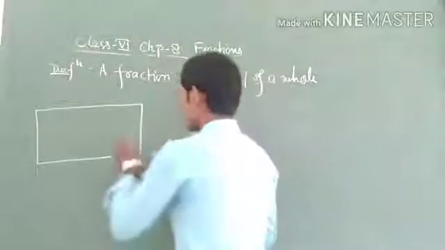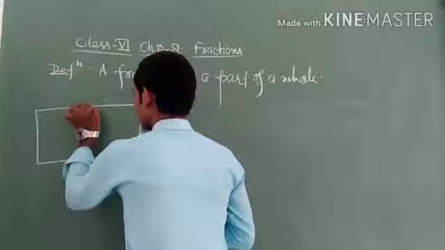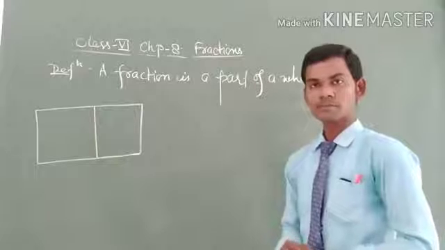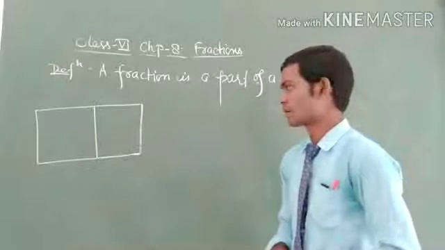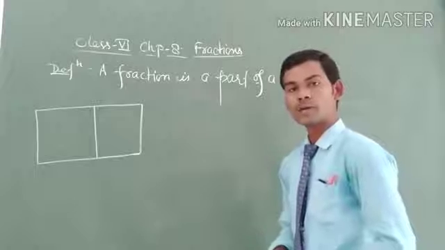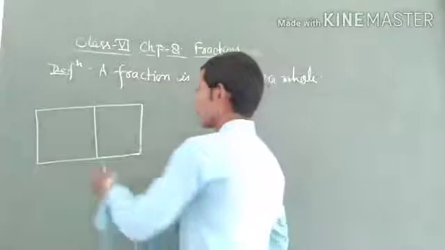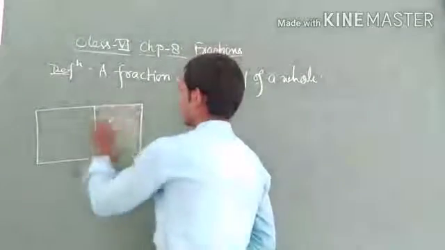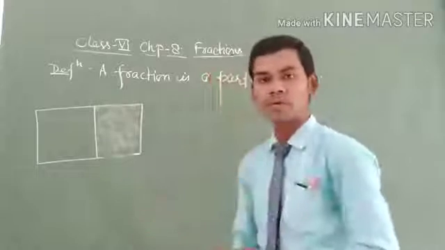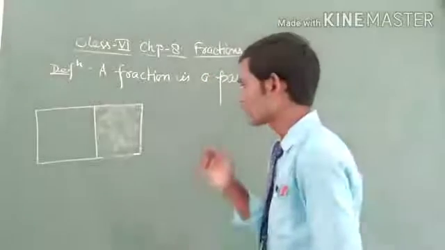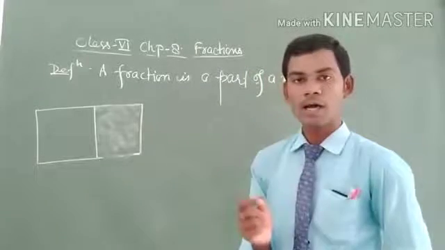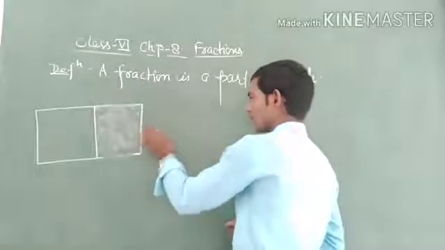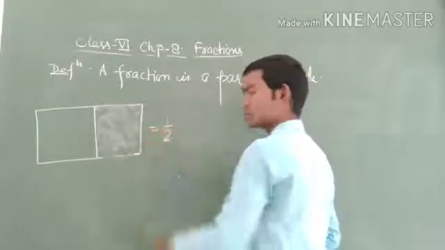Okay. So if I divide this rectangle into two equal parts like this, and if one part is shaded, then what fraction do we get from this figure? Here we can see that one part out of 2 is shaded. So the fraction will be 1 upon 2.